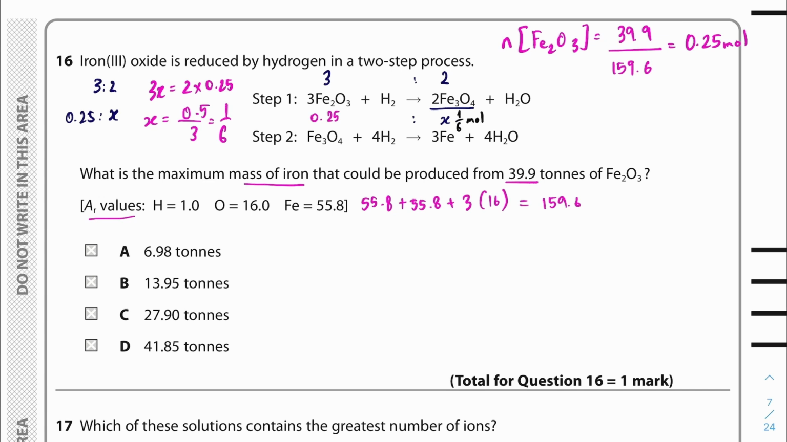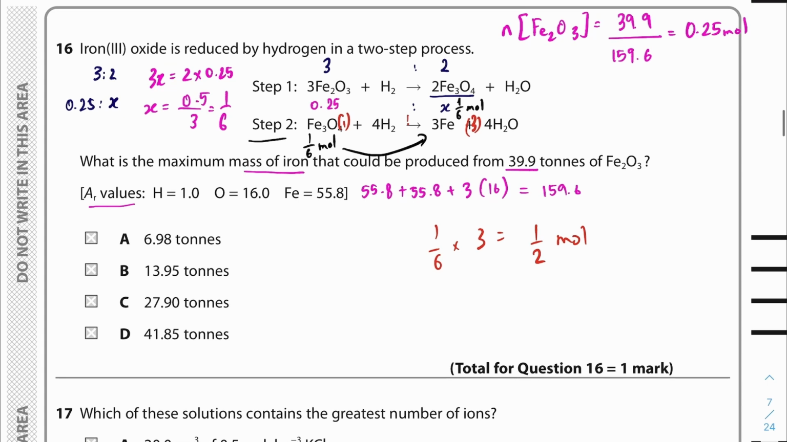Okay, so now we know this is 1 over 6 moles. So this also has to be 1 over 6 moles, because we're taking this Fe3O4 in step 2. Okay, so we have to times by what? We have a 1 to 3 ratio of the iron, so we times by 3 here. So 1 over 6 times 3 gives us a half, right? So how many moles are we producing of iron? Half. Okay, so that's good.